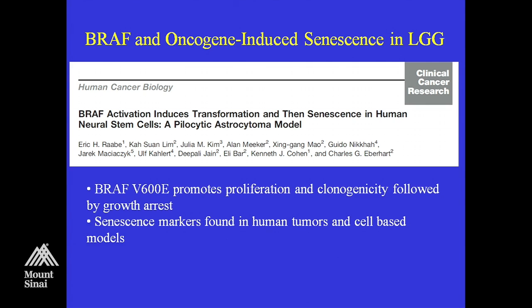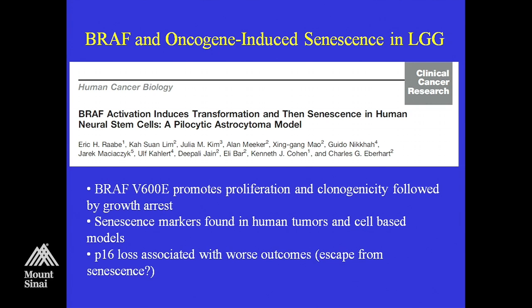Now occasionally in the skin, of course, they don't stop growing. They progress to melanoma. And that's generally in the skin associated with loss of P16, loss of the brakes or checkpoints that are the drivers of senescence. And we can see similar kinds of P16 loss in the more aggressive pilocytic astrocytomas. So when you look at pilocytic astrocytomas, at least in our study, we found that P16 loss at the protein level is associated with a more aggressive behavior of these tumors.